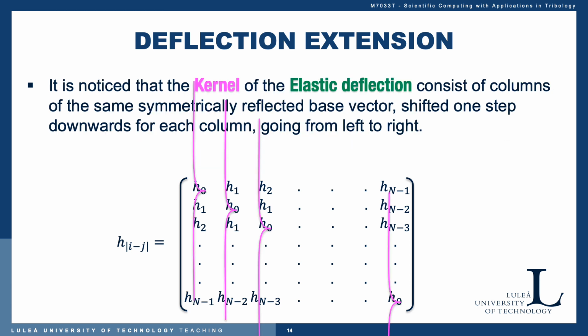So we have talked about this several times. When we view the deformation, we know that location wise it doesn't matter, it's just the distance to the point where we apply the load that causes a certain amount of deformation, and therefore we generate the kernel of the elastic deflection by the same symmetrically reflected base vector, just shifted one step, going from first column to the last column, from left to right.